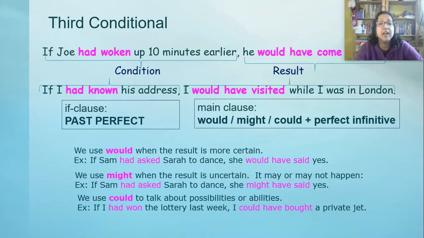And could is used to talk about possibilities or abilities. For example, if I had won the lottery last week, I could have bought a private jet. I could have bought a house. I could have traveled the world. There are different options, different possibilities.